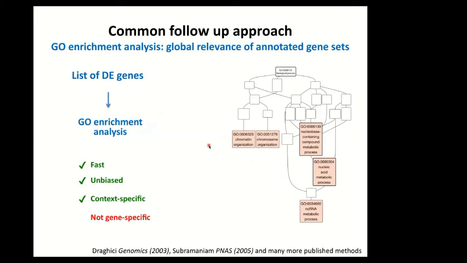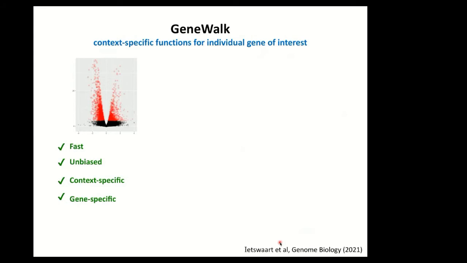It's very important because it's fast, it's unbiased, and it gives you context-specific information, right? It tells you what's happening in the experiment that you're performing. But it's not gene specific. It's specific at the gene set level. Many people have developed this over the last 20 years. And so what I'd like to introduce is GeneWalk, which is context specific for individual genes of interest.